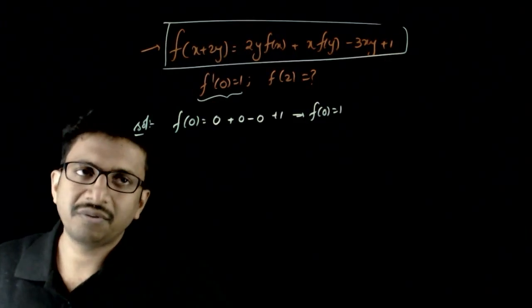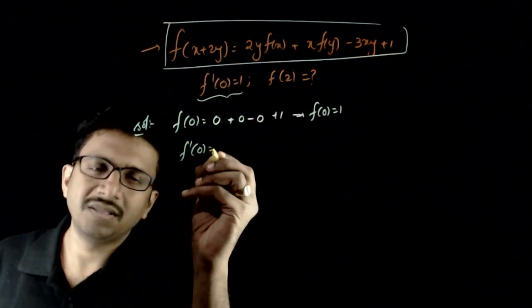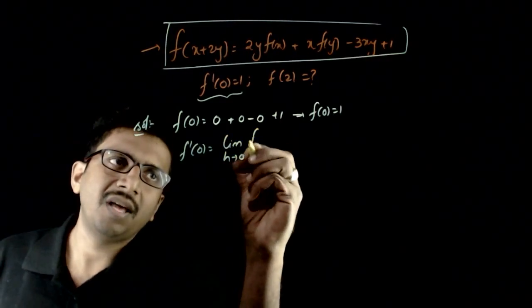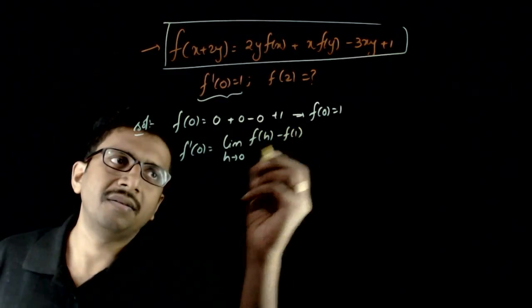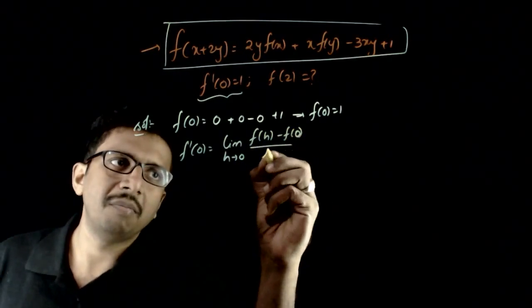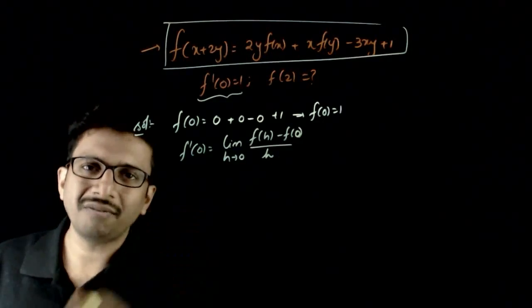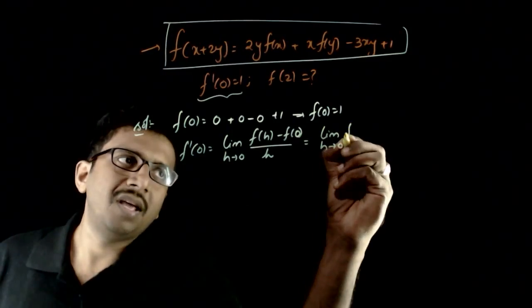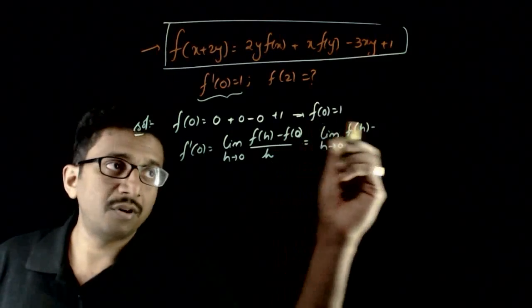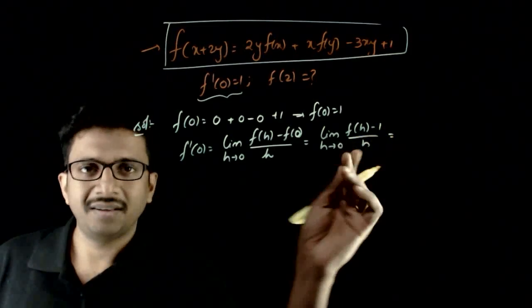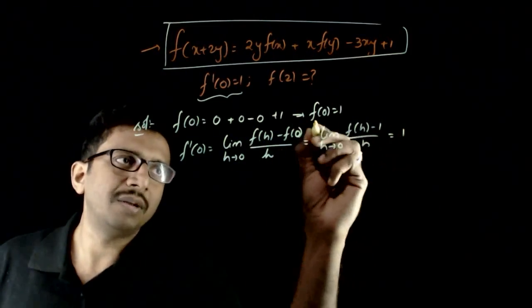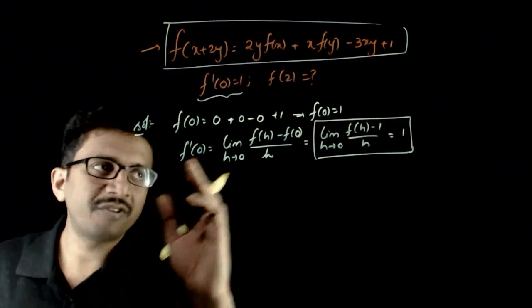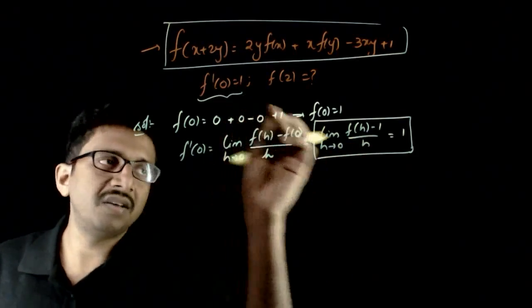So now what is f dash of 0? So f dash of 0 is equal to, from first principle, limit h tends to 0, f of h minus f of 0 by h. So this is the definition of f dash of 0. That is nothing but limit h tends to 0, f of h minus f of 0 by h, and this is given to be equal to 1. So this is a given information. f dash of 0, from first principle it has to be equal to this, but this is given as equal to 1.